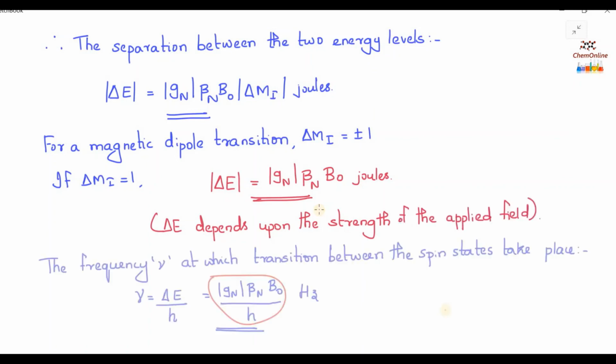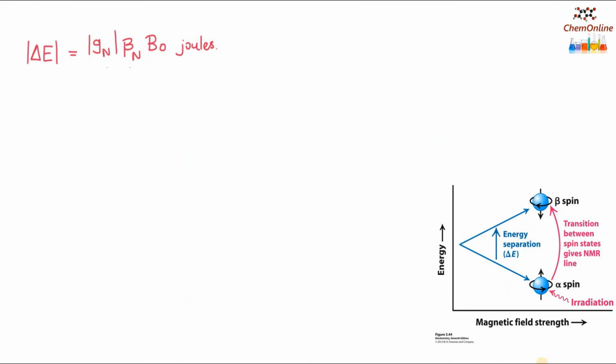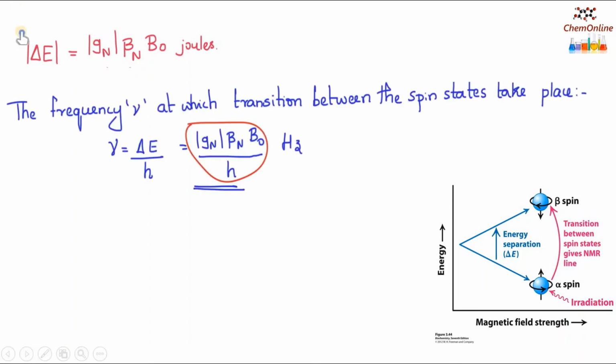So from this, we can see that the separation between the energy levels delta E depends upon the strength of the applied field. We have seen that when a spinning proton is irradiated with electromagnetic radiation that matches the energy separation between the two states, then the transition between the two states occurs and will result in an NMR spectrum. And the value of this difference in energy delta E is given by Gn beta n B0 joules. The frequency nu at which the transition between the spin states takes place is given by nu equals delta E by h, so that is equal to Gn beta n B0 by h hertz.